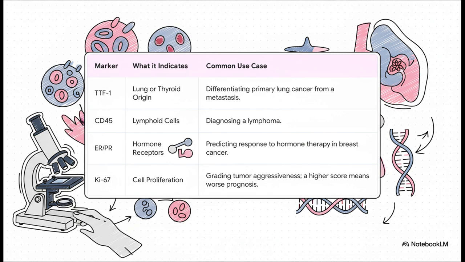Say a pathologist finds a tumor in the lung. They can stain for a marker called TTF1. If that stain is positive, it strongly suggests the cancer started right there in the lung. But if it's negative, it might be a metastasis that traveled from somewhere else. Now, why is this so critical?